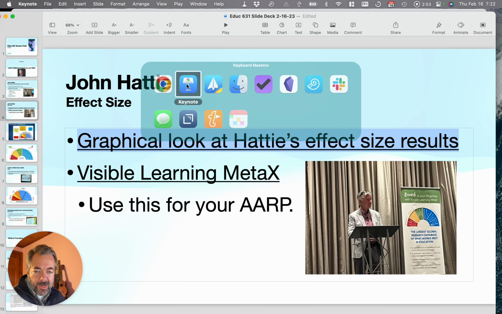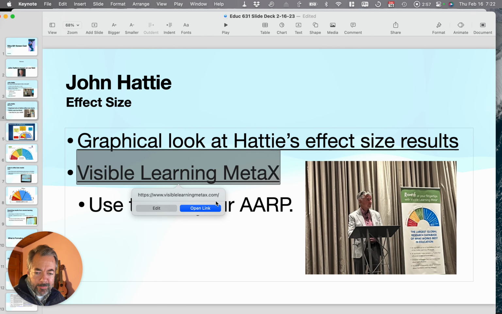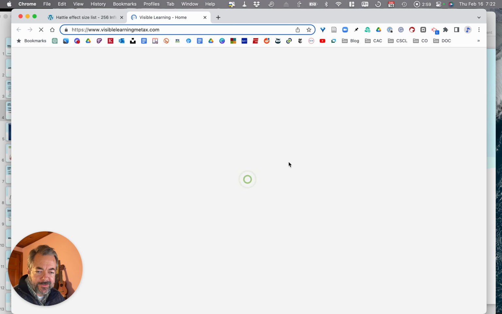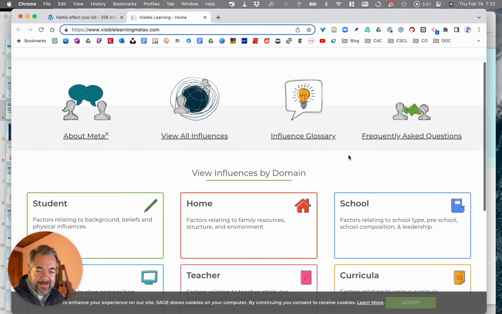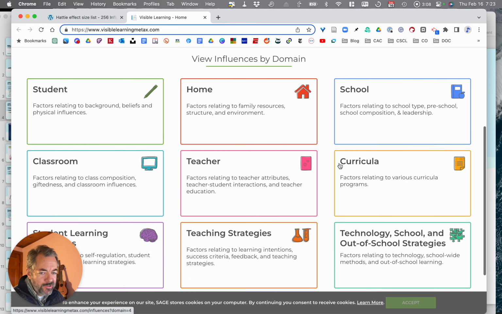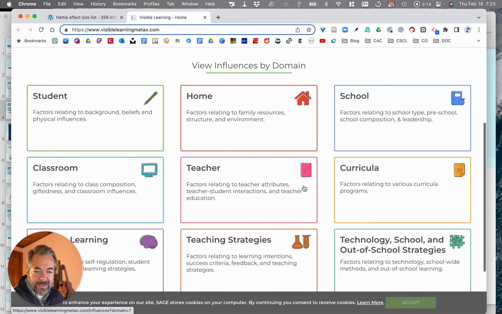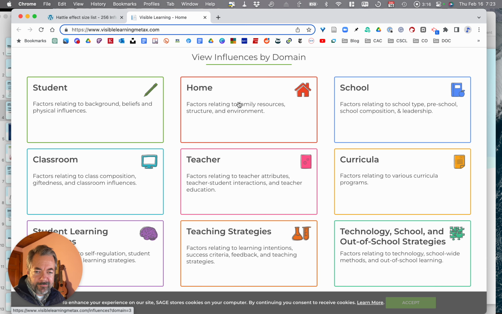All right, so the other thing I wanted to look at as far as Hattie, Corwin Publishers with John Hattie have put together this pretty amazing and maybe overwhelming website. It's called Visible Learning MetaX. And I think it's new data too. It takes what looks like 9 different categories and does effect size influence by these domains.